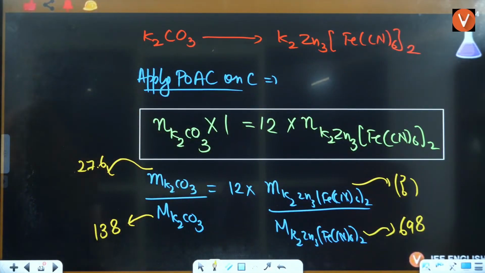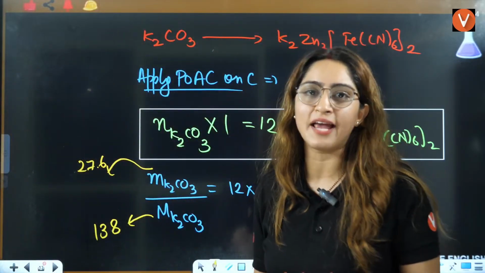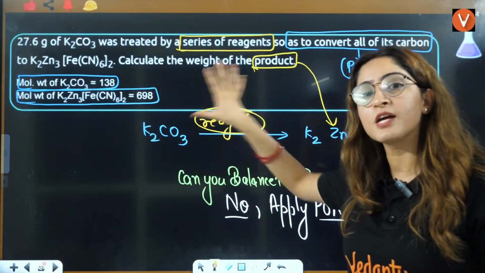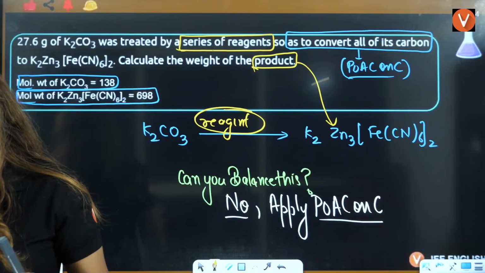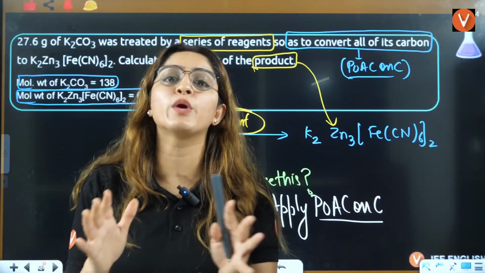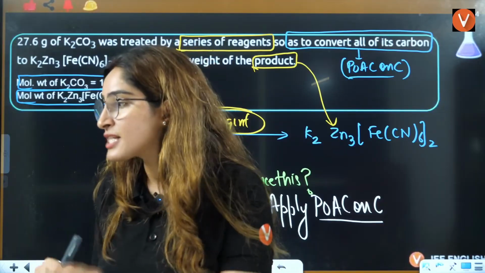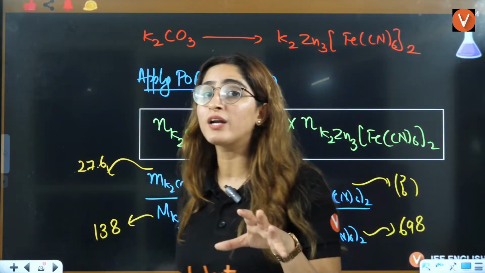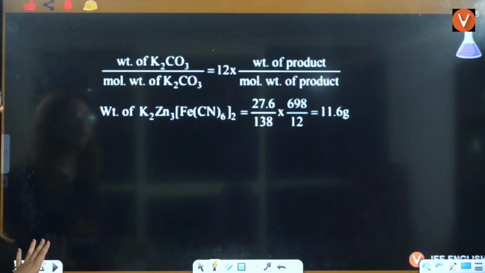Easy, right? Can we use stoichiometry, ma'am? For stoichiometry, I told you that you need to balance this reaction. You can't balance this reaction, na? You need to have all the reactants and products for balancing. So if you can't balance the reaction, you can't use stoichiometry, right? Only if you can balance can you use stoichiometry. That's why in these kind of questions, this particular POAC application is what you will apply. Okay guys, everybody clear? Shall I move to the next question here?